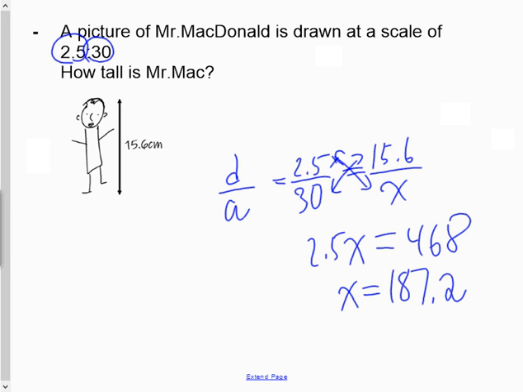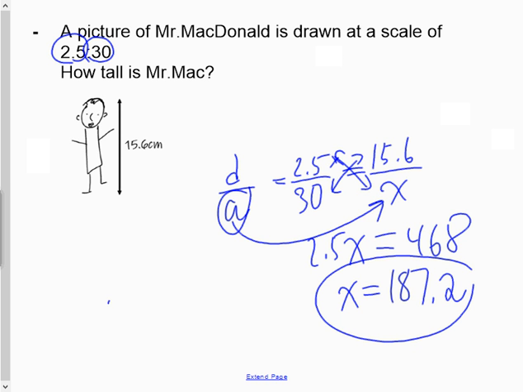Now we're not done yet, because you have solved for x, but you haven't really defined what your answer is. And since this x here is representing the actual me, you must therefore put a sentence there: Mr. Mac is 187.2 centimeters tall, which is actually a true statement. I am 187.2 centimeters tall.